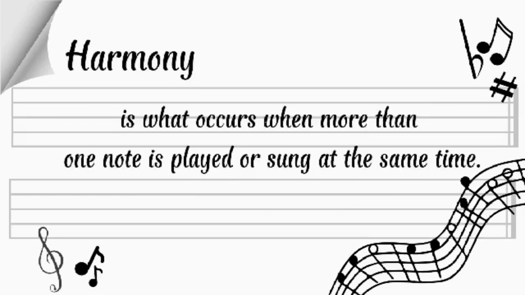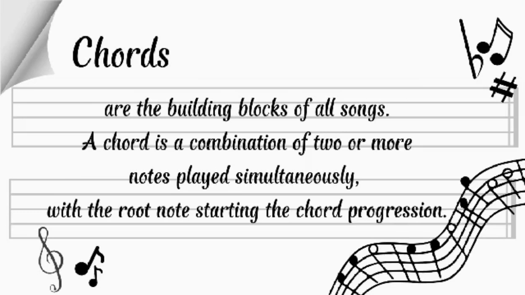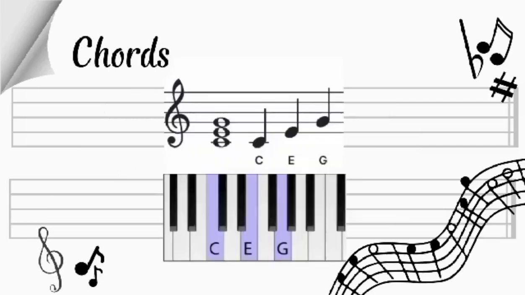Harmony is what occurs when more than one note is played or sung at the same time. Chords. Chords are the building blocks of all songs. A chord is a combination of two or more notes played simultaneously, with the root note starting the chord progression. Here is a sample of a basic chord. This is the C chord, the combination of notes C, E, and G.